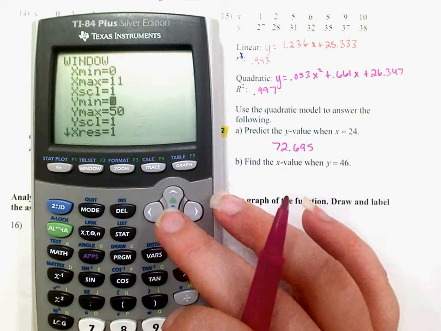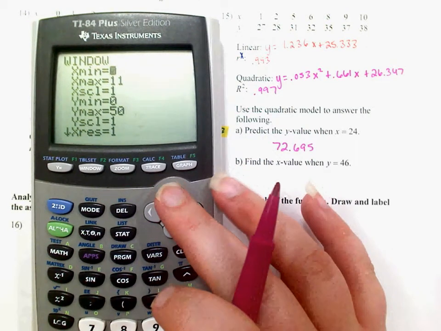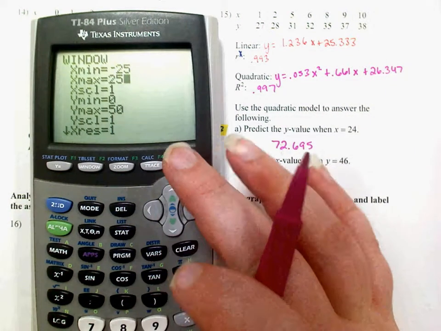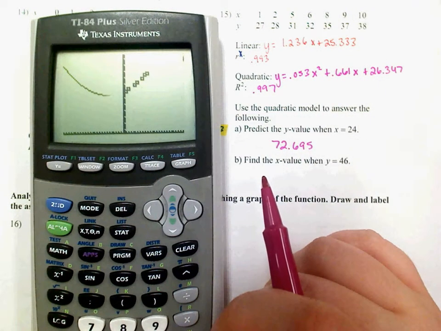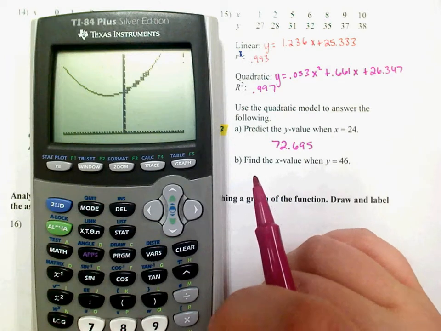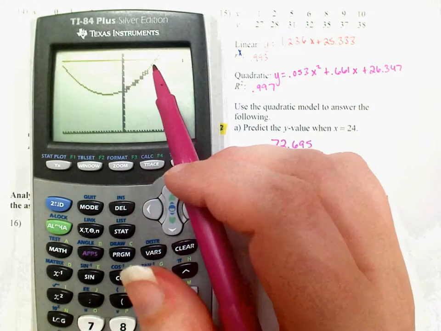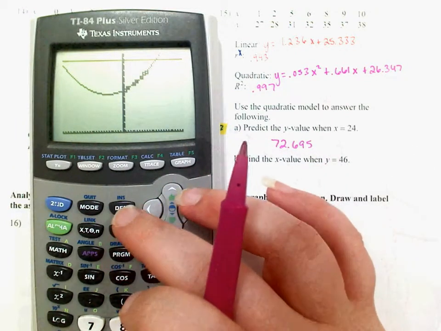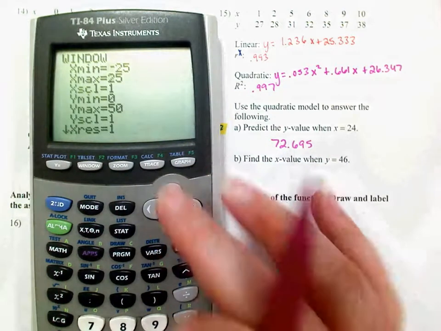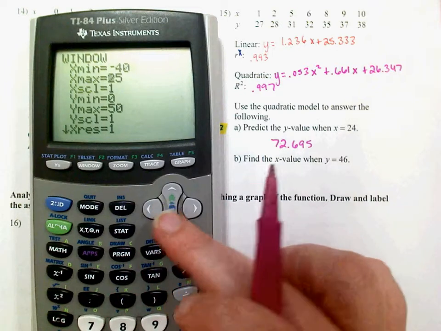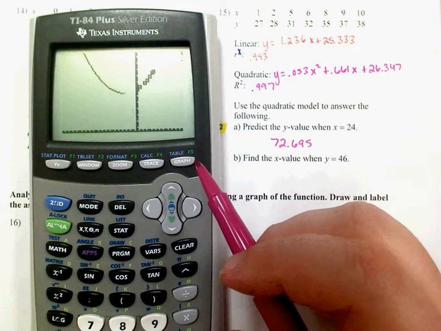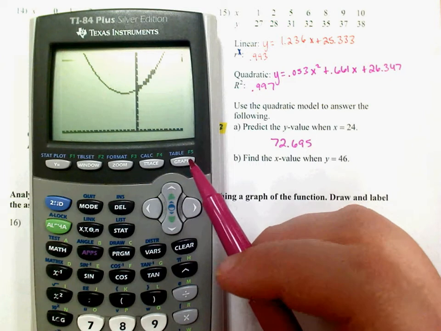But my x is not so much, so I'm going to go negative 25 to 25 and just see what happens. And I've got the parabola, and I've got 46. Now I can see this one, but I can't see that one, and I want to go ahead and find both in case I were to need the other one. So I'm going to go window, I'm going to go further to the left, so negative 40, and I think 25 is fine. Alright, so I see I have two intersections.